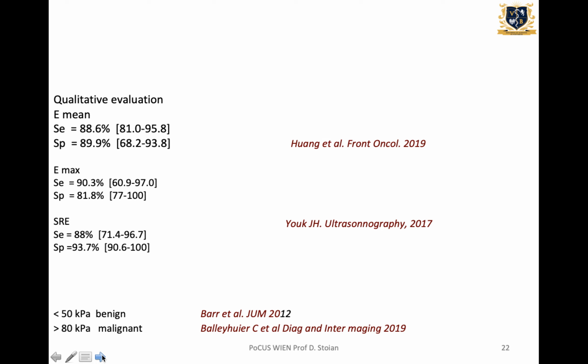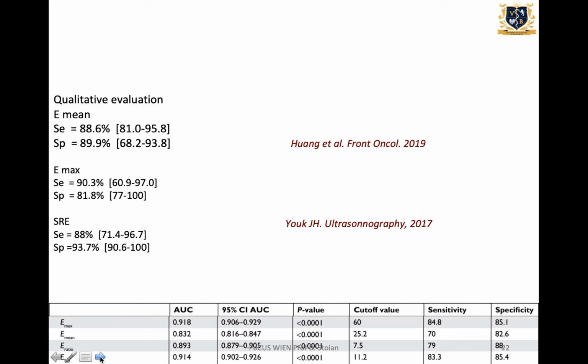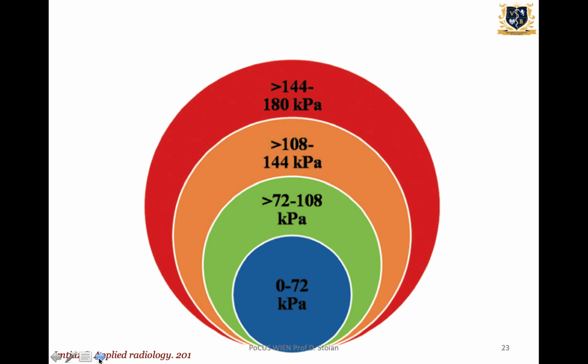Great sensitivity and specificity are also described in the literature for this type of technique. Moreover, there is a generally accepted threshold: below 50 kilopascal is highly suggestive of a benign lesion, and over 80 kilopascal is highly suggestive of malignant lesions. And again, regardless of whether you're using maximum elasticity, mean elasticity, the ratio or the standard deviation, the area under the ROC curve for the diagnosis of breast cancer, and the sensitivity and specificity of the diagnosis, is excellent.